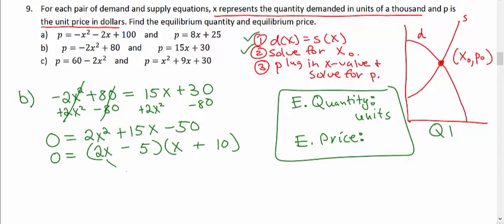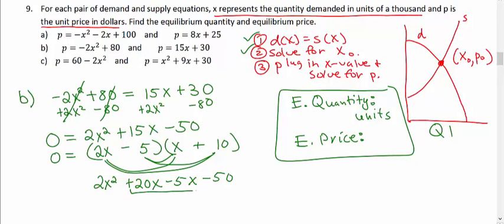So if I do first times the first, we get 2x squared. Outer times the outer, I get 20x. Inner times the inner, minus 5x. And then last times the last, we get negative 50. When we combine the two middle terms, we get 15x, and positive 15x was what we wanted originally for that middle term.